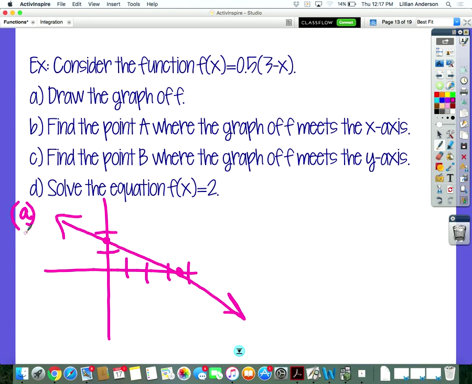And plus, it asks you to find the point A where the graph meets the x-axis, so that point is... Is it 1.5? Is it 3.5? Is it 3? Are you sure? Because I'm recording right now. I'm positive. Yes, when x is 3, y is 0.